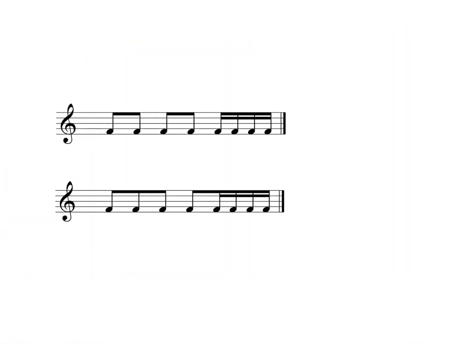Note groupings can help us identify a time signature. Here are two different groupings of the same note values. Can you tell what the time signature is for each bar?